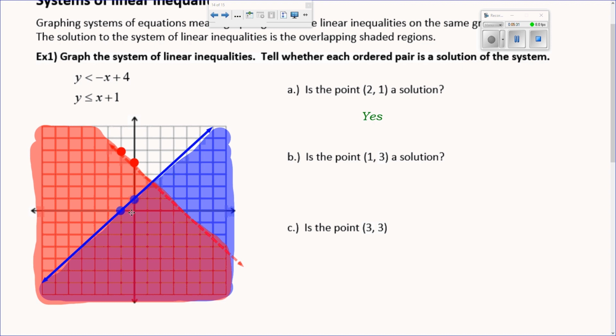How about (1, 3)? So over 1, up 3. Is that in the overlap? That would be no. It's almost on that dotted line right there, so that doesn't work out. How about (3, 3)? Over 3, up 3. Is that a solution? No, that is not a solution because it's only in the blue area. It's not where the blue and the red overlap. So that's how you find a solution with a system of inequalities.